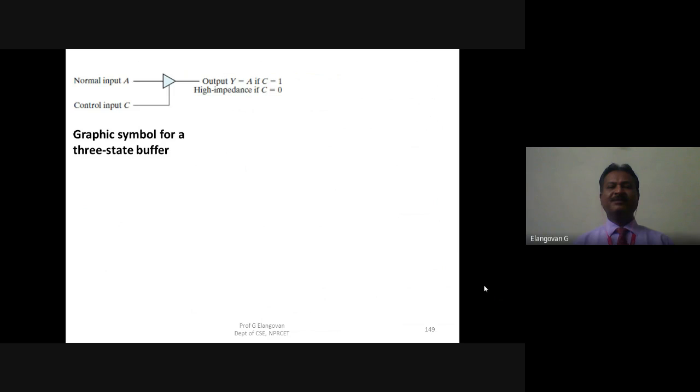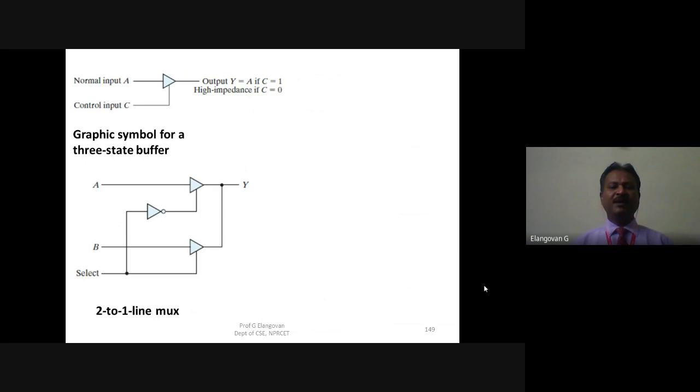With the help of the tri-state buffer, we can design circuits also. It has another control input, besides the normal input A. The output Y is equal to A as long as the control input is 1; otherwise it goes to the high impedance state. If C goes to 0, the output is neither 0 nor 1. If C is 1, the output follows the input.